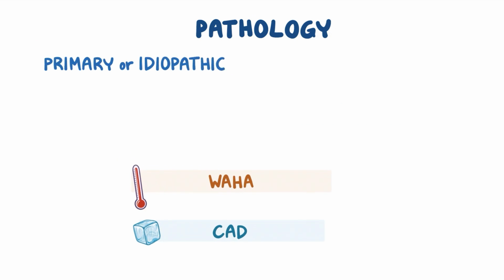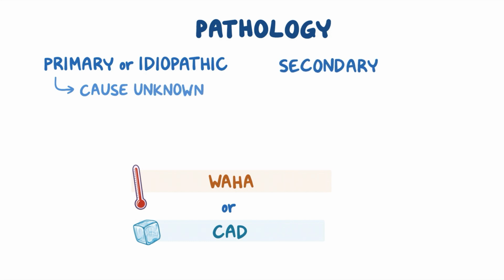Primary or idiopathic wAIHA or CAD occurs when the cause of autoantibody production is unknown. Secondary wAIHA or CAD occurs as a result of another condition such as certain infections, autoimmune diseases, or cancers.